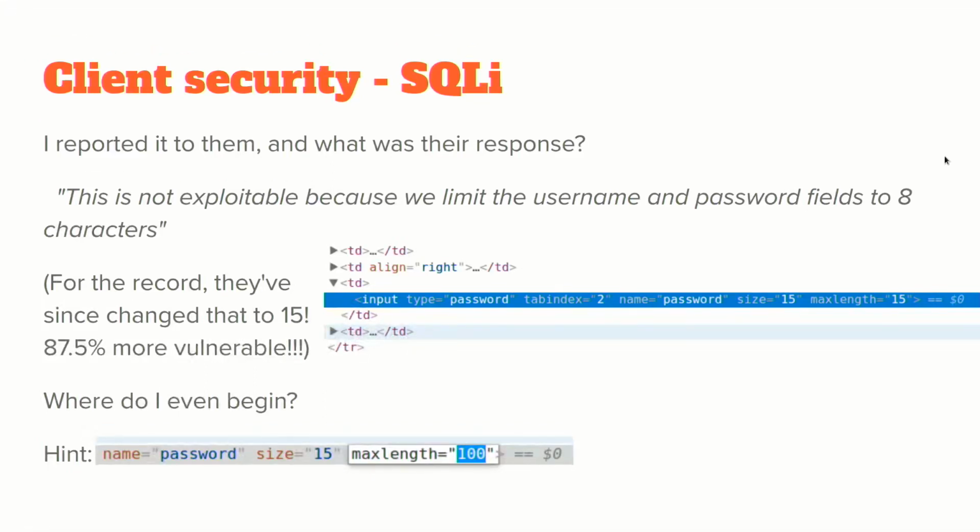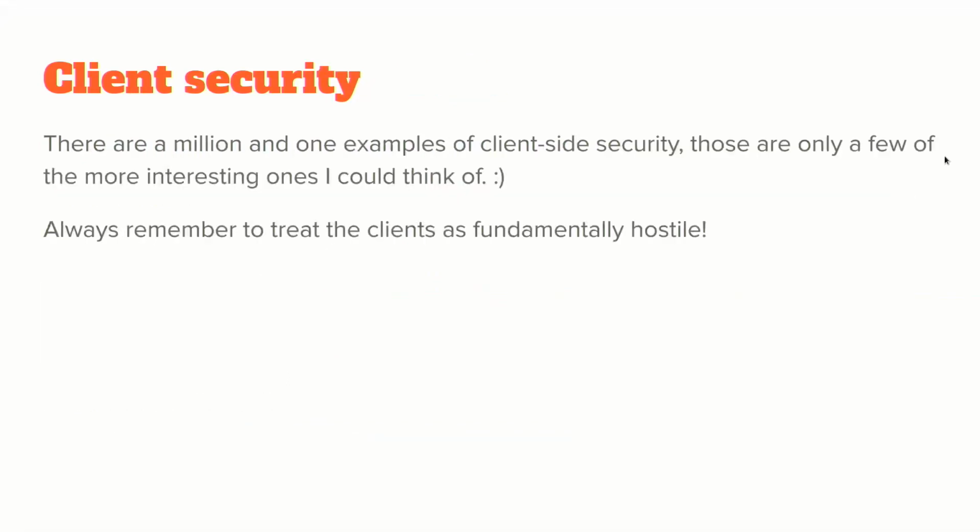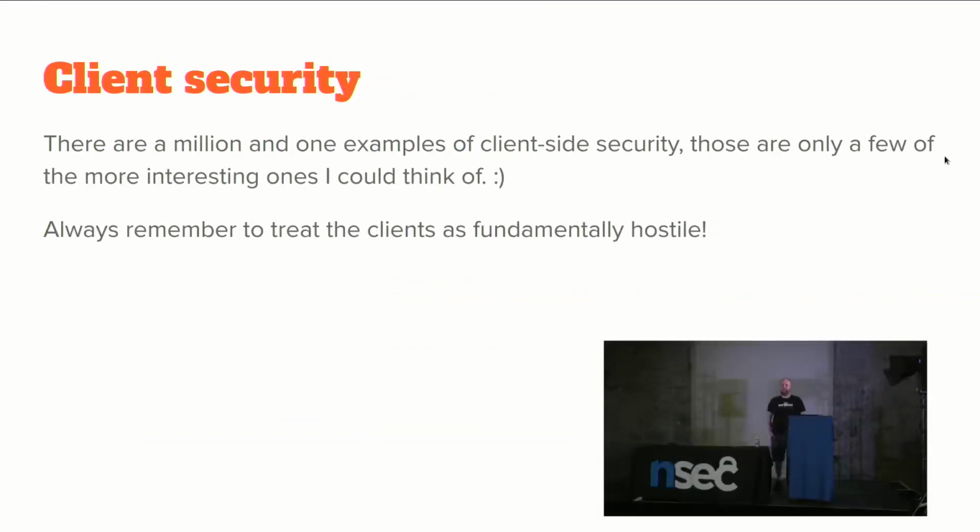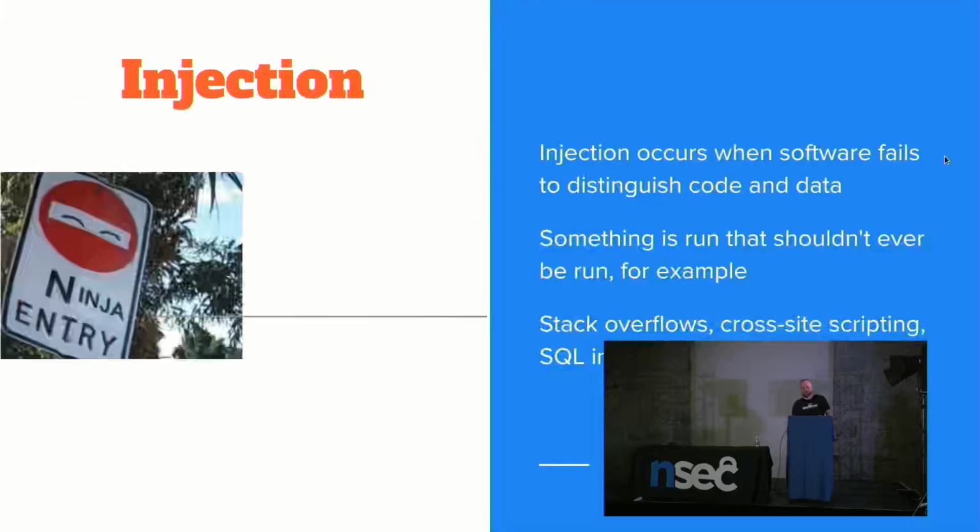You begin by changing the max length field in the HTML to 100. And even if it's a server-side check, you can still do things like shutdown, which is only 8 characters. There are like a million examples of client-side security issues. These are just a couple I thought were kind of funny from a long time ago. I've very barely talked about these in the past 15 years of doing talks, so I thought I'd bring them up.